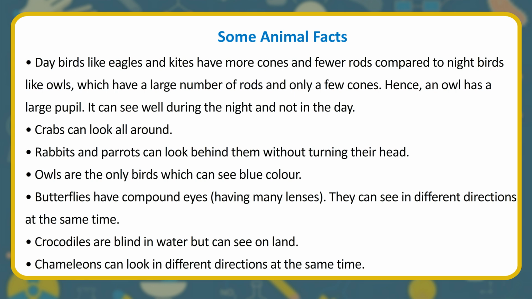Crabs can look all around. Rabbits and parrots can look behind them without turning their head. Owls are the only birds which can see blue color. Butterflies have compound eyes, having many lenses. They can see in different directions at the same time. Crocodiles are blind in water but can see on land. Chameleons can look in different directions at the same time.